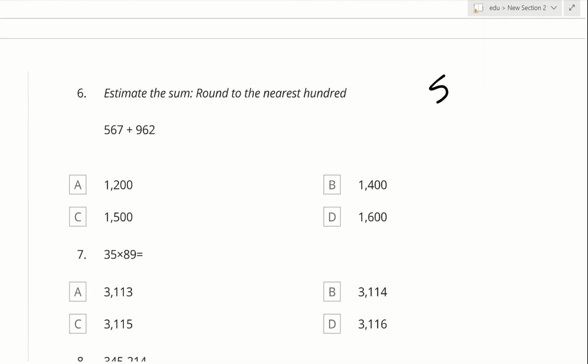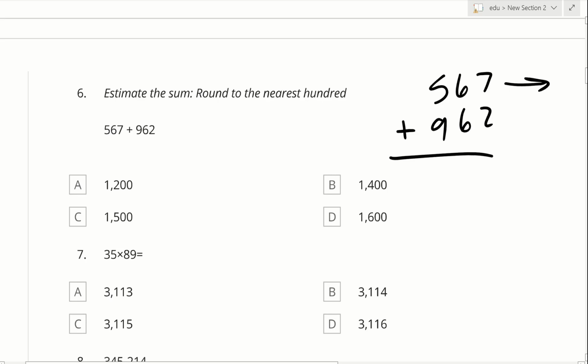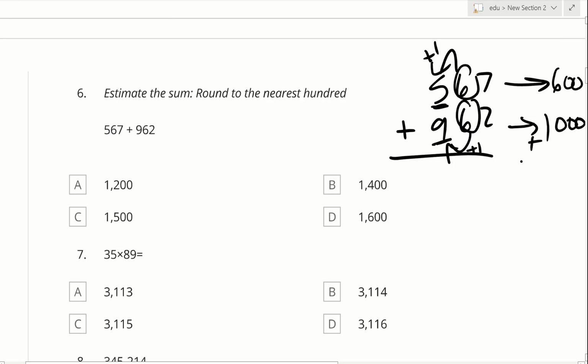Estimate the sum. So I have 567, 962. I'm going to round them to the hundreds place, right? This is going to round to 600 because the 6 gives the 5 1. The 6 over here gives the 9 1. So this would be 1,000. 1,000 plus 600 is 1,600.